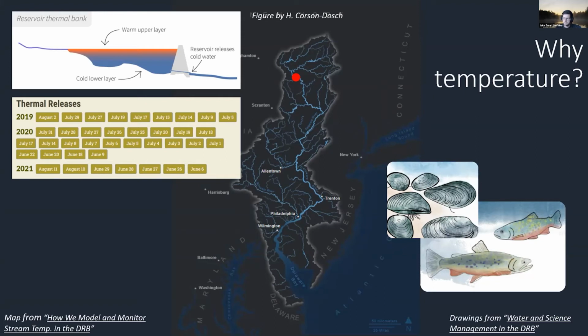The number of times the operator needs to make thermal releases is variable from year to year. You can see all the thermal releases in the last 3 years, 2019, 2020, and 2021, are a little bit varied. Especially in 2020, there are a lot of dates on which they had to make releases. It was a particularly warm year. Accurate water temperature forecasts with associated uncertainty enable reservoir managers to anticipate warm periods and release the right amount of water from the reservoirs in order to mitigate these temperature exceedances.